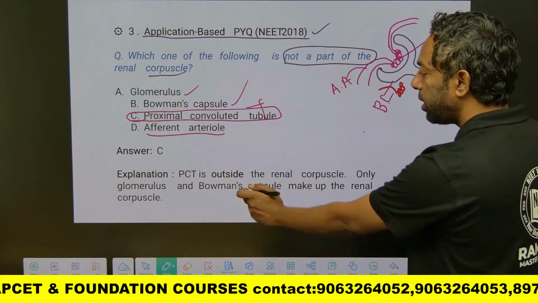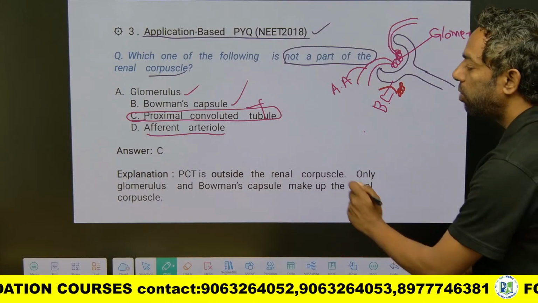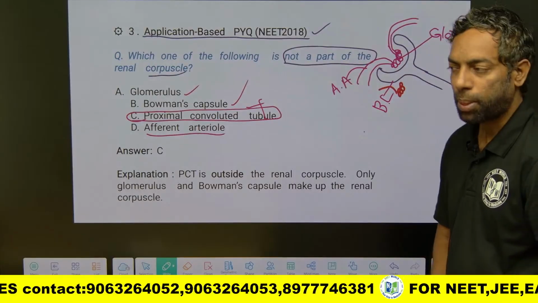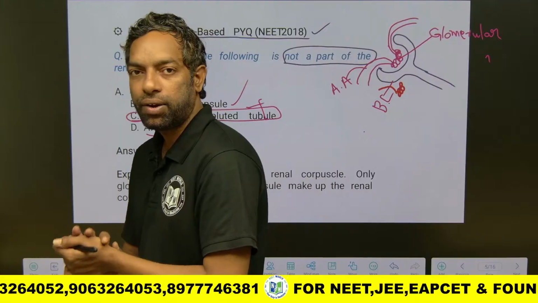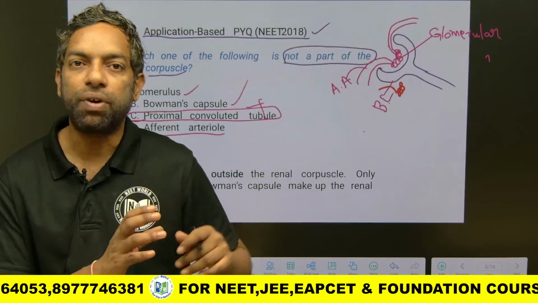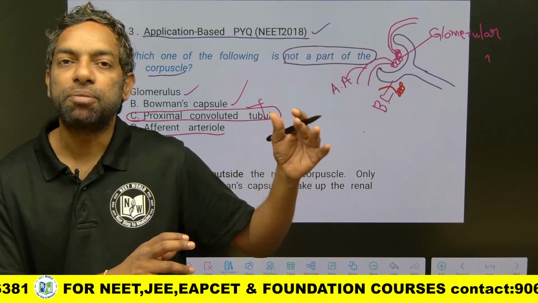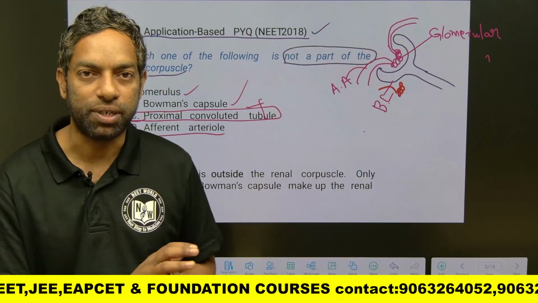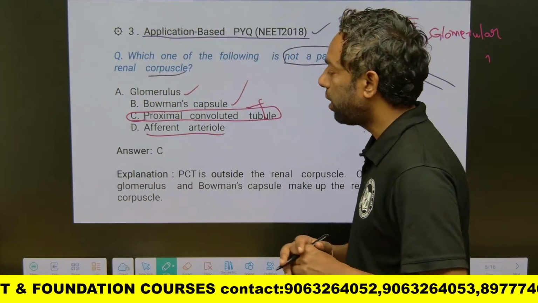Explanation: the PCT is outside of the renal capsule. Only the glomerulus and Bowman's capsule make the renal capsule. The glomerulus and efferent arteriole are the circulatory blood vessel part, which together with Bowman's capsule, the start of the renal tubule, we can call the Malpighian body or renal capsule, okay. I hope you guys understand this.